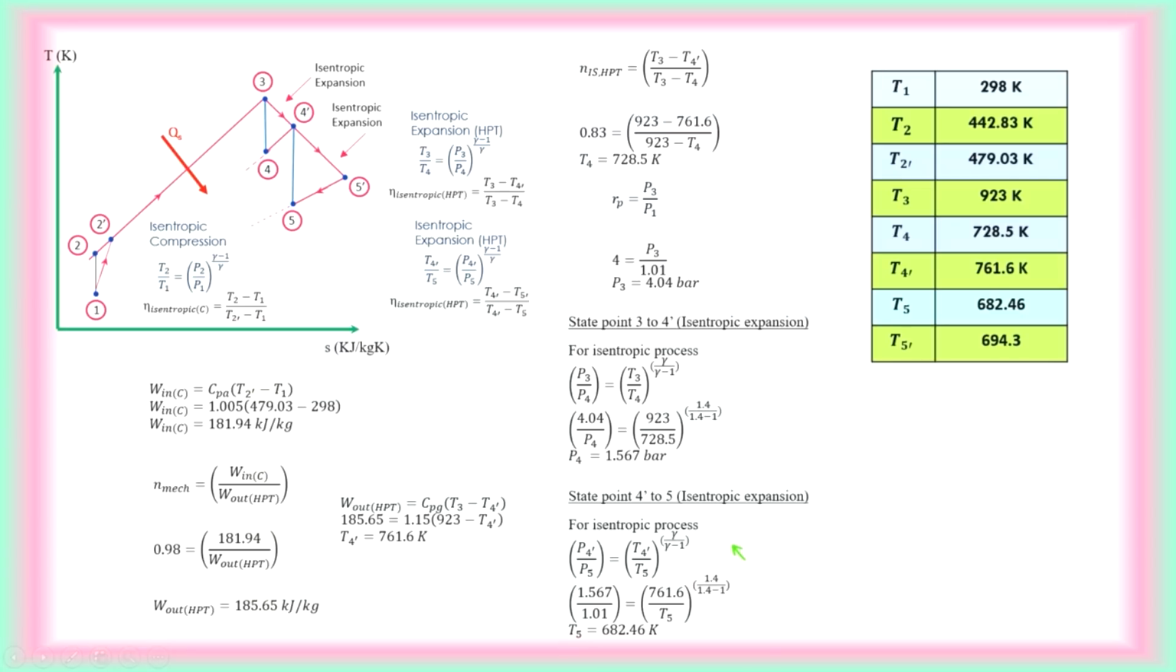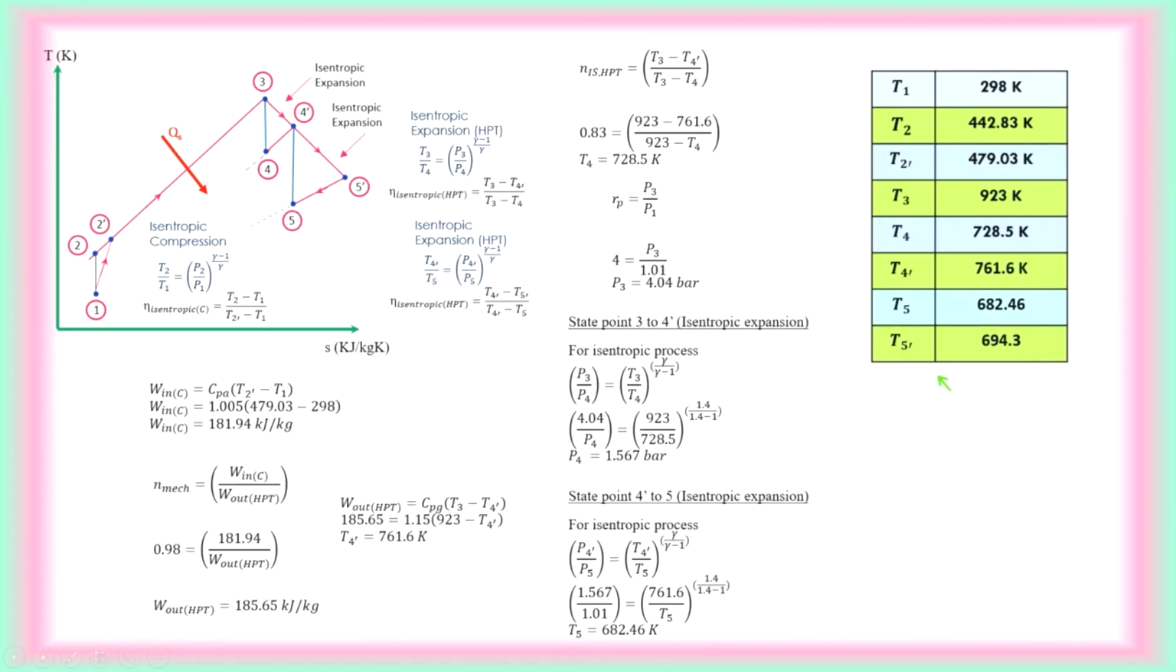I think I have left out that part. With the T5 prime, if you want to find the temperature at T5 prime, you can consider the isentropic efficiency here, which is 0.85, equals T4 prime minus T5 prime divided by T4 prime minus T5. You will be able to find out your T5 prime of 694.3.